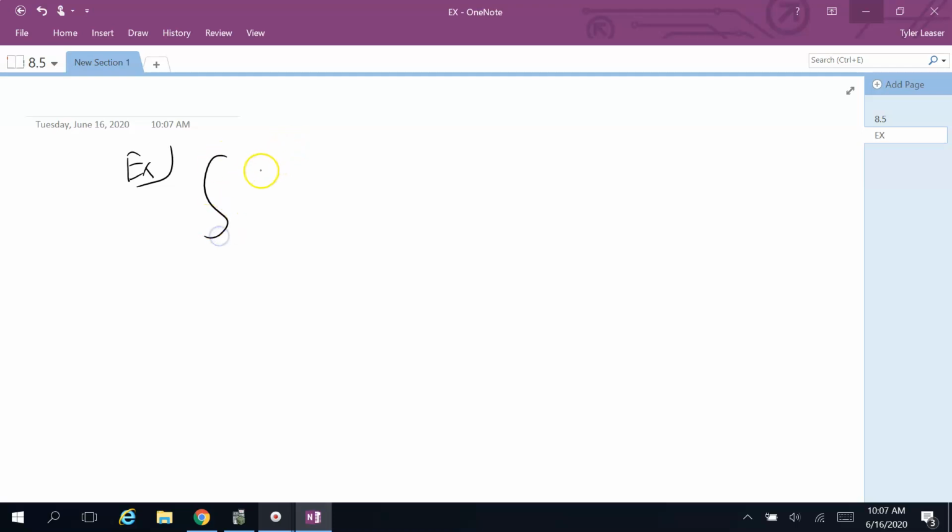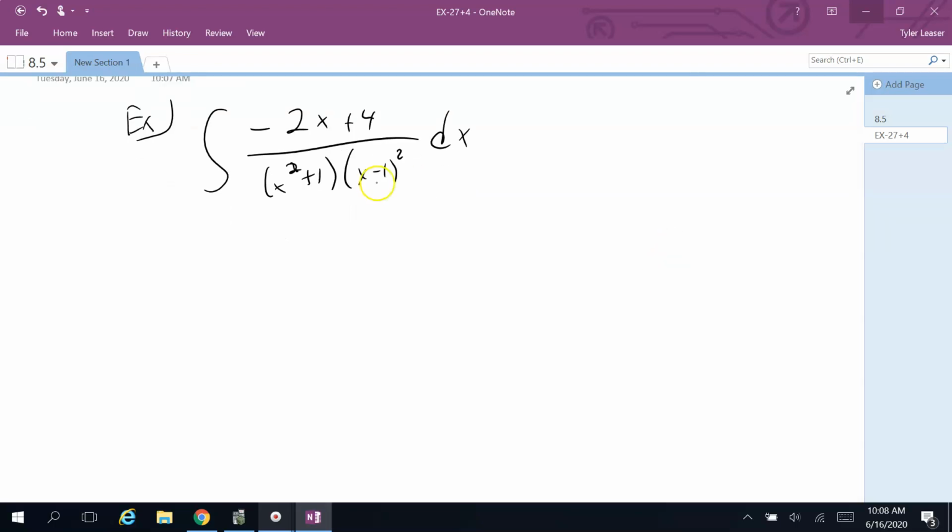So the integral of (-2x + 4) divided by (x squared plus 1) times (x minus 1) all squared. Again, we have all kinds of techniques so far with doing these integrals, but there's nothing that's going to help us out here except for partial fractions. Our denominator is already factored as much as it can be factored, so let's break this thing down.